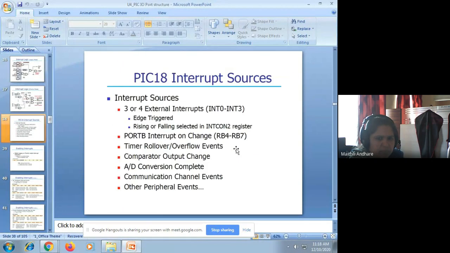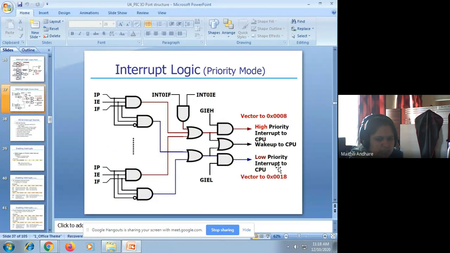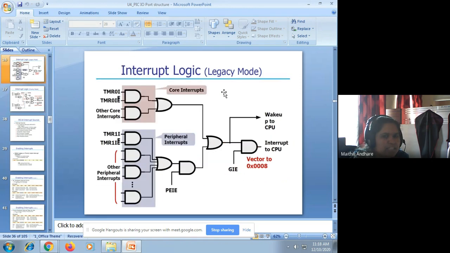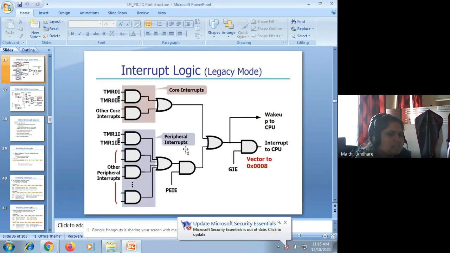Remaining are the same as your previous, but this is a very, very important diagram as far as the interrupt is considered. Okay. So there are three categories: high priority, then the reset, and the low priority interrupt. So see here it is given IP, IE, and IF, meaning what? Priority bit, enable bit, and flag bit associated with each interrupt. So legacy mode means the priority does not matter at all, and priority mode means the priority is considered. Okay. So here highest priority and lowest priority. Otherwise, the reset will be the by default interrupt.